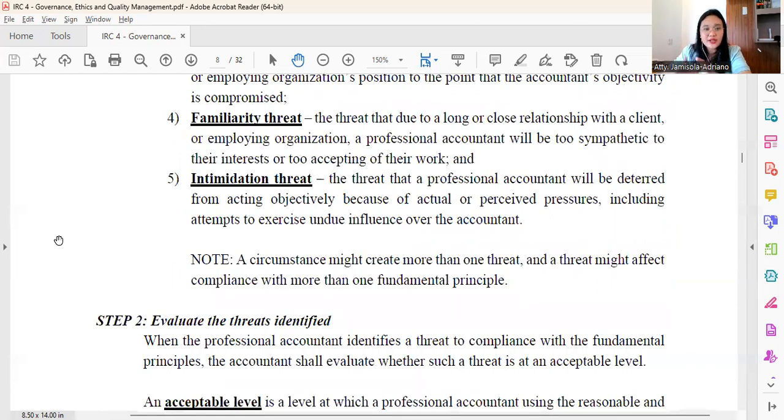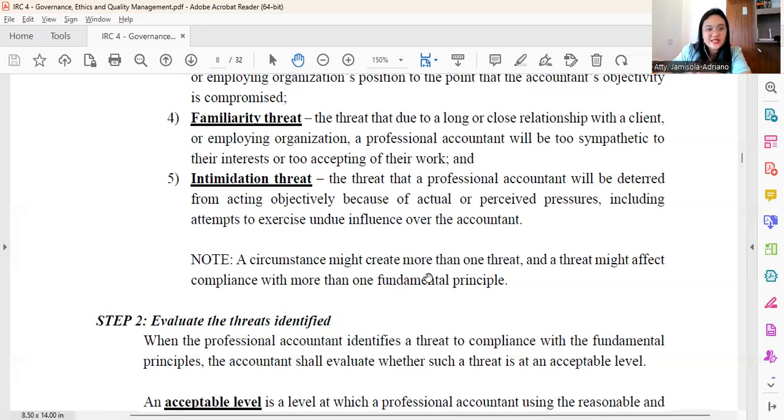So for example, this particular client is your major client. When I say major, let's say most of your income came from that client. And then the client said that if you will not issue me an unqualified opinion, I will look for another auditor. So that is intimidation in the sense that you might lose a huge client if you will not issue an unqualified opinion, if you will not do what the client wants. So there is an intimidation threat.